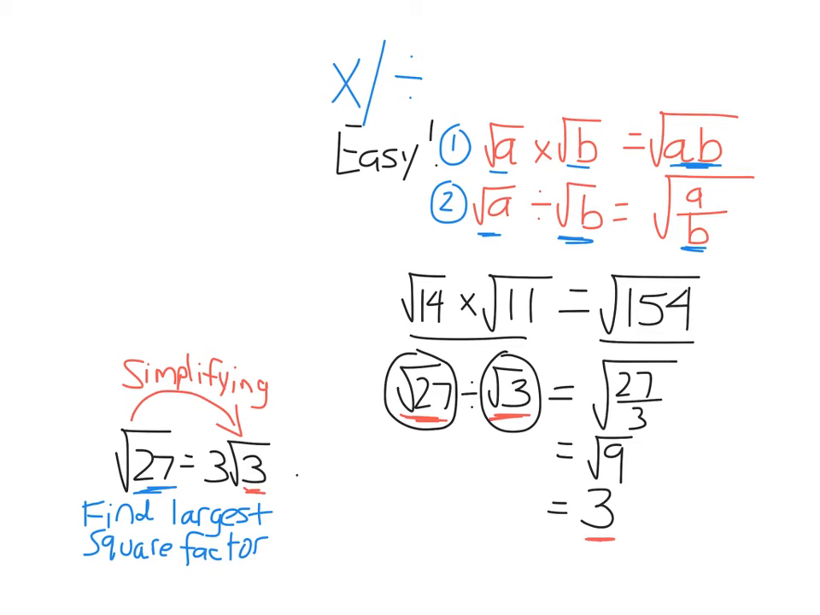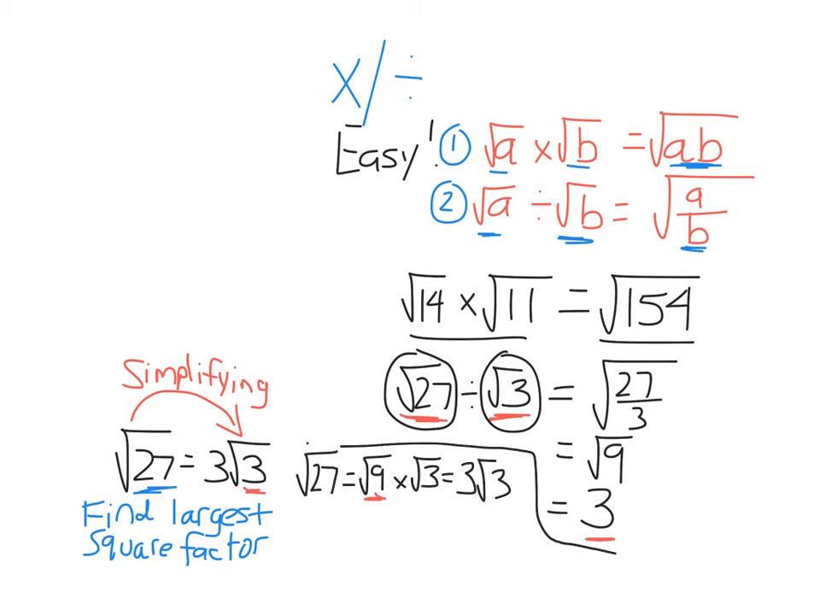So what we do is we take our square root of 27 and we write it as the square root of 9 times the square root of 3. The reason I chose to write it like this is because we want this first one to be a perfect square. That's why we need the largest square factor. Because if it's a perfect square, then when we square root it, we'll just get a whole number. So that's why square root of 27 is equal to 3 times the square root of 3, because the square root of 9 is the same as 3. That's how we simplify them.